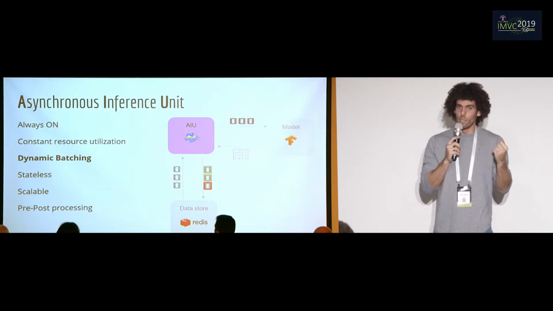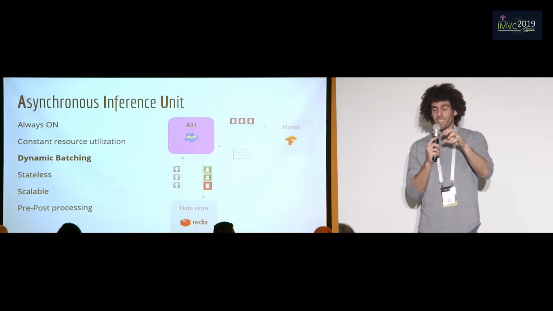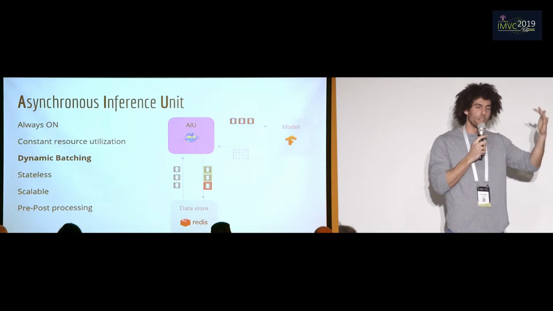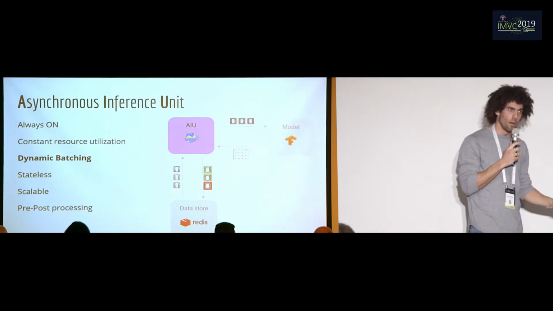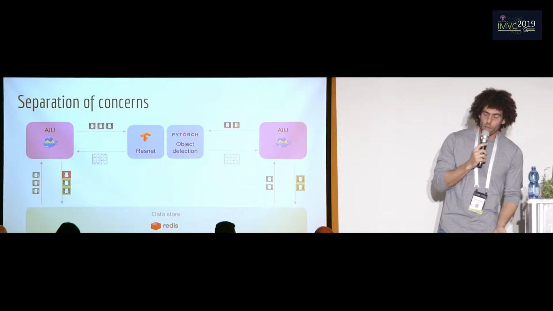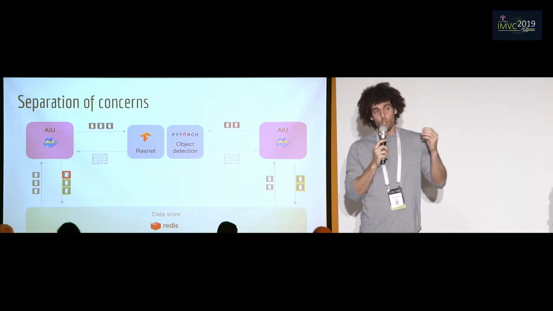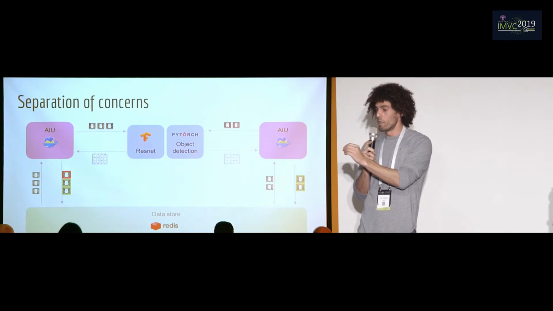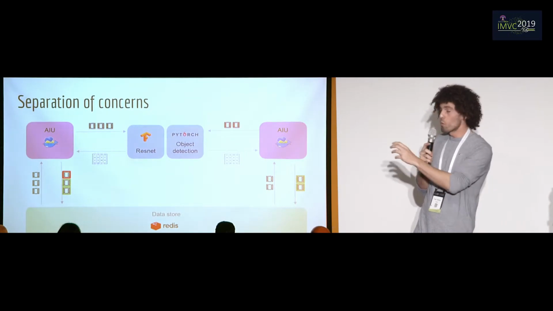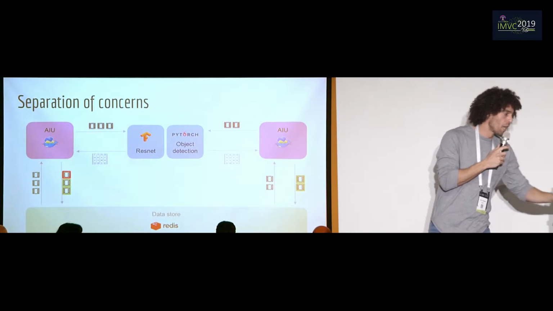fault-tolerant and scalable, meaning if it needs help, you can simply deploy another AIU that does the same thing, looking at the same queue, and you'll get better performance up until you reach your resource boundaries. Additional benefits are extremely good separation of concerns, meaning you can deploy an AIU, and you should deploy an AIU for each one of the deep learning models. And each one will converge to its specific batch size, which will give you the lowest latency possible.